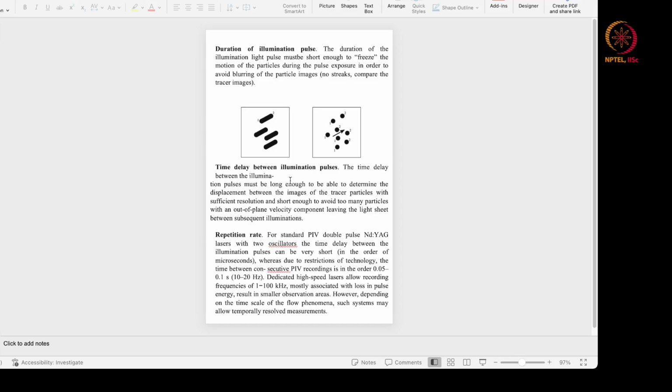So repetition rate is another thing. For standard PIV, we use double pulse Nd:YAG lasers with 2 oscillators. The time delay can be very short, of the order of microseconds. Consecutive PIV recordings can be done, but you generally get it at 10 to 20 hertz. However, high-speed lasers allow recording up to 100 kilohertz.